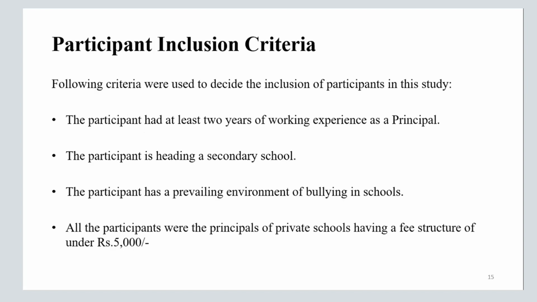The inclusion criteria for the participants was based on these 4 points: that the participant should have at least 2 years of working experience as a principal in a private secondary school. The participant is heading a private secondary school of Lahore. Also, the participant has a prevailing environment of bullying in their school. All the principals of private schools had a fee structure of under rupees 5,000.